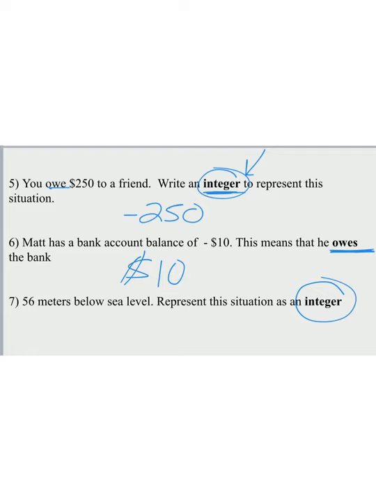All right, the next one down says 56 meters below sea level, represent this situation as an integer. So again, negatives are good here. The answer for this one, if it's below sea level, would be negative 56.